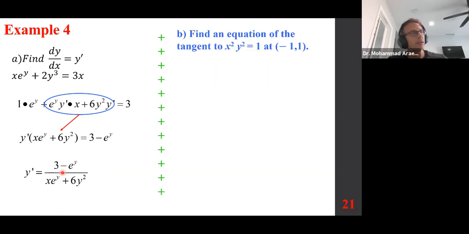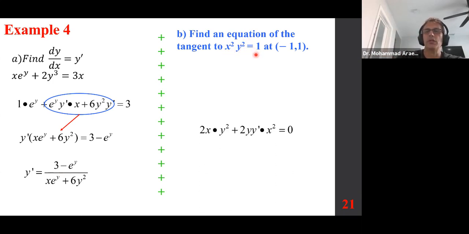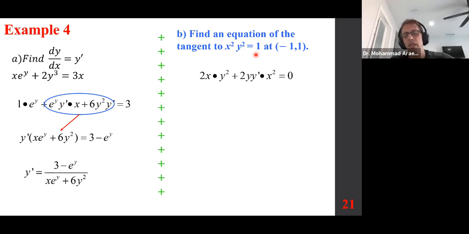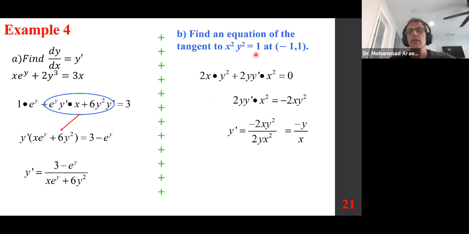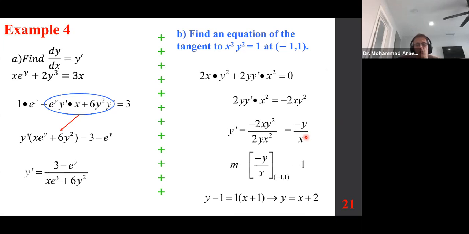We want to find an equation of a tangent line. We put a raised dot in between and we find the derivative function and then the slope. x squared gives you 2x times y squared, and y squared gives you 2y y prime times x squared. The right side is 0 because it's a number. You finish the job and you plug in the pair, that becomes the slope, and then y minus y1 equals m times x minus x1, the point-slope form, and you're done.